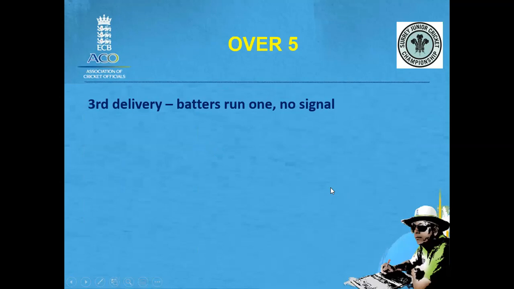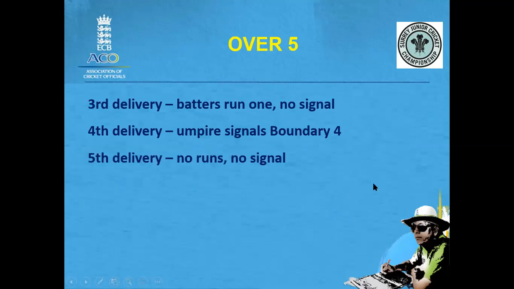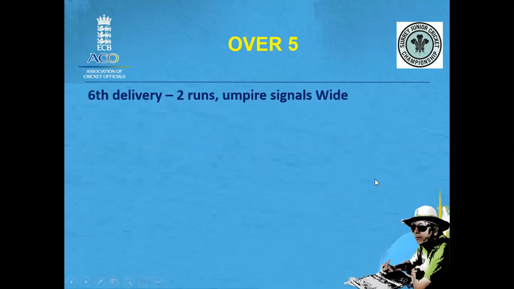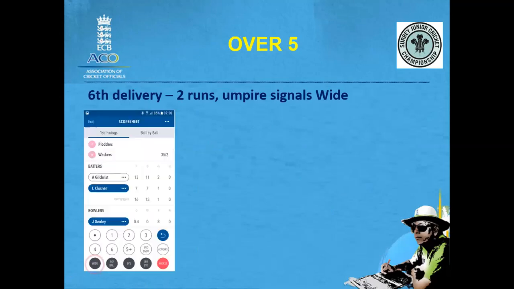Third delivery, batters run 1, there's no signal. Fourth delivery, umpire signals boundary 4. Fifth delivery, no runs, no signal. Sixth delivery, 2 runs, and the umpire signals wide.